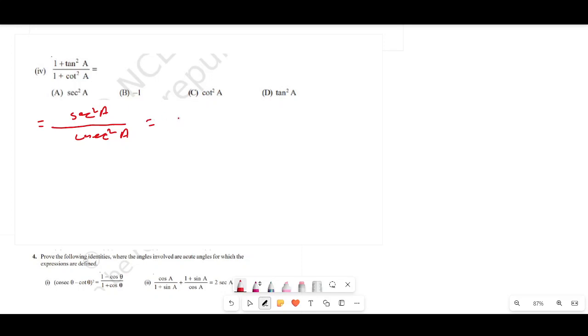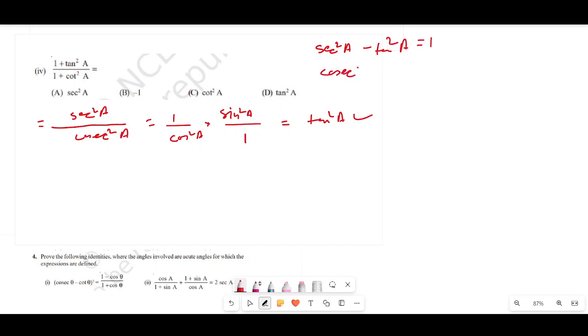Now here we can write sec square a as 1 by cos square a, and now this will be sin square a. So sin upon cos will be tan square a. That is the way to solve this. With the help of the identity sec square a minus tan square a equal to 1, and cosec square a minus cot square a equal to 1.